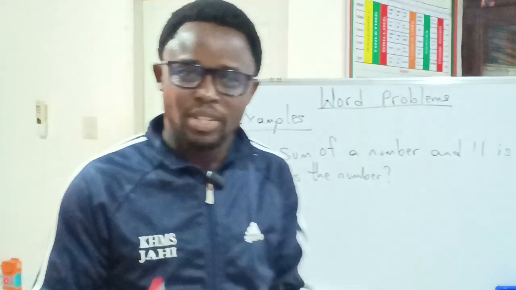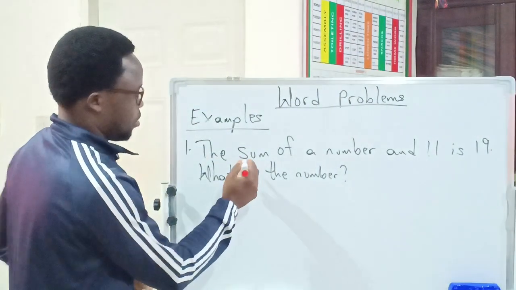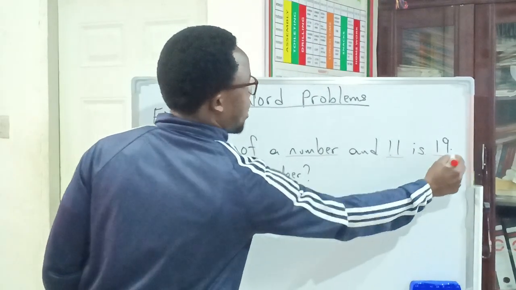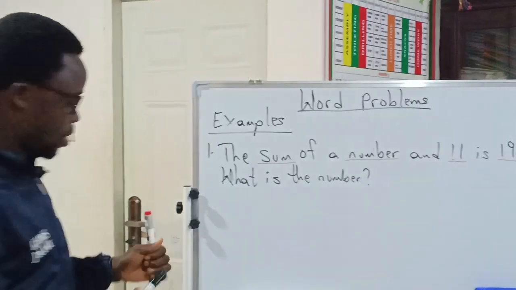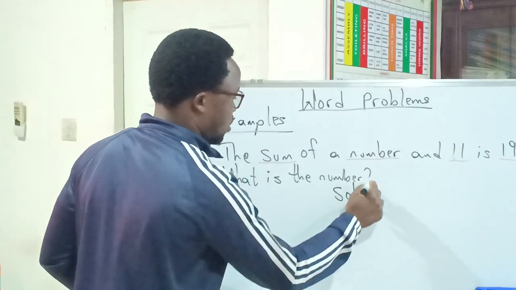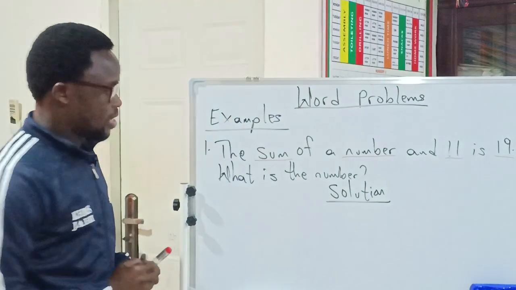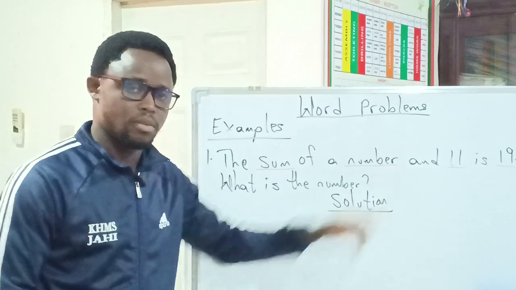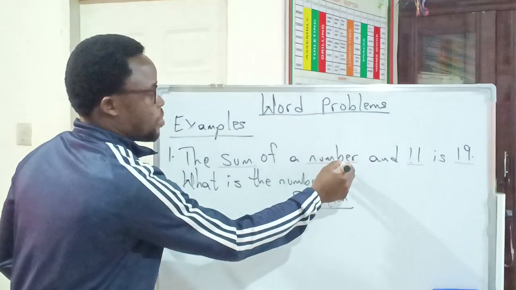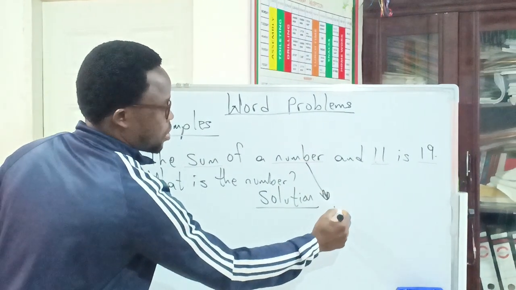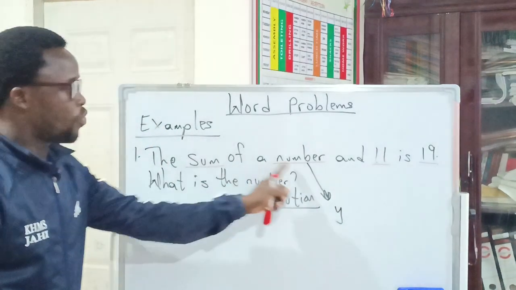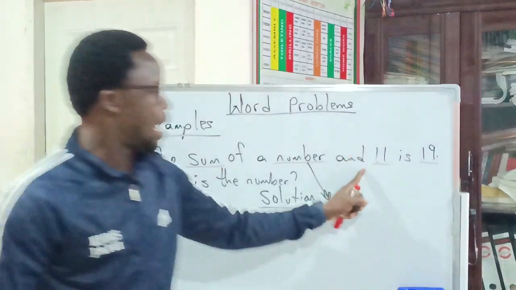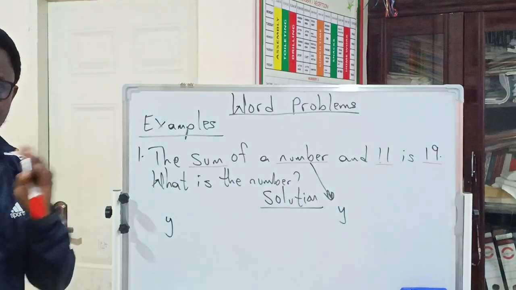Now we need to interpret the question one after the other. What is the sum? And what number are we referring to? We have 11 and we have 19. So we need to break it down one after the other. It says the sum means addition. And they said the sum of a number. Now, I want to represent this number with, let me say, y. Remember the word sum means addition.